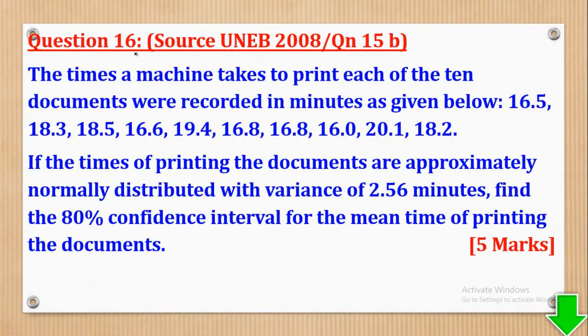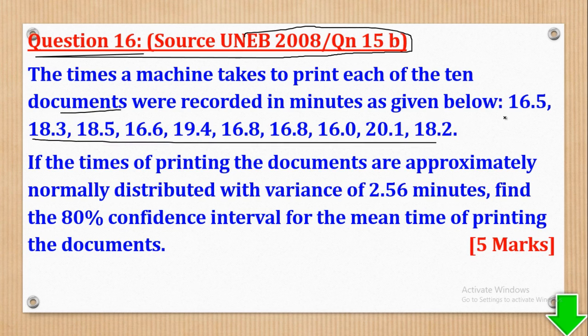So now we shall go to question 16. Question 16 came from UNEB 2008, paper 2, question 15b, and says that times a machine takes to print each of the 10 documents were recorded in minutes as given below. So these are the times. If the times of printing the documents are approximately normally distributed with variance of this, find the 80% confidence interval for the mean time of printing the documents.